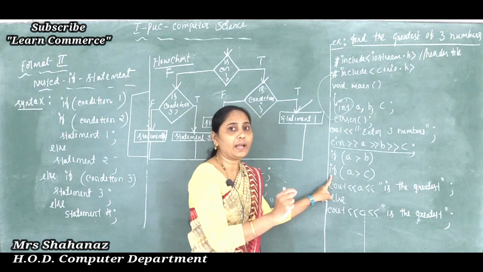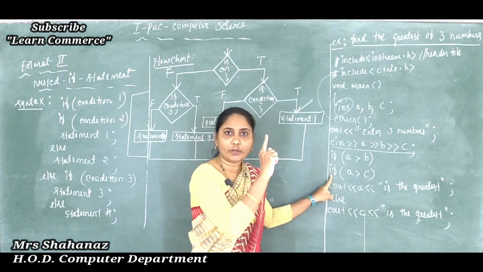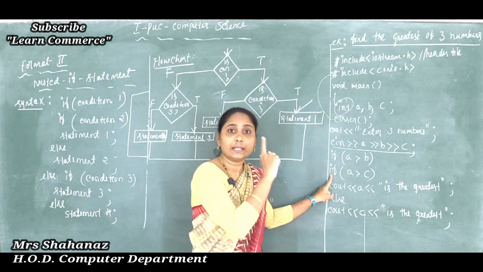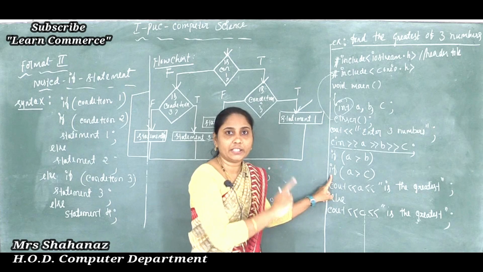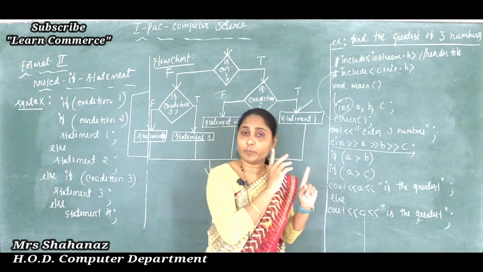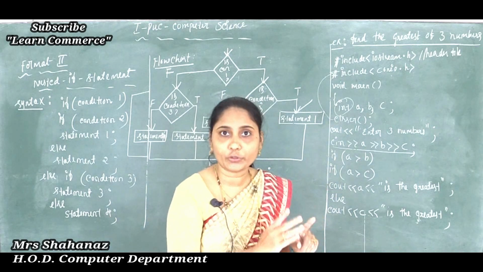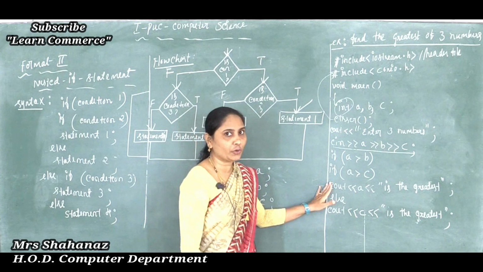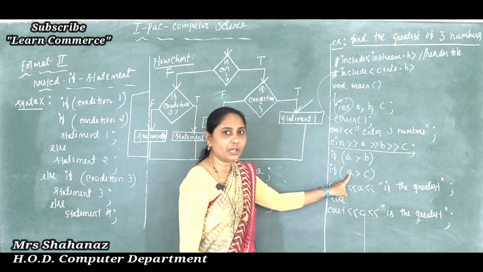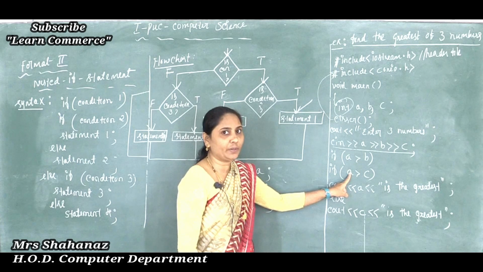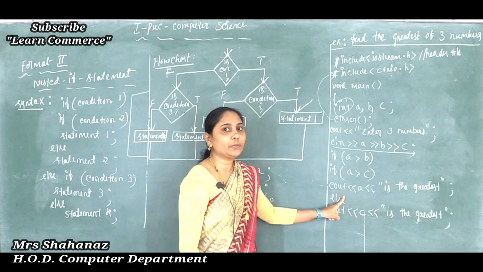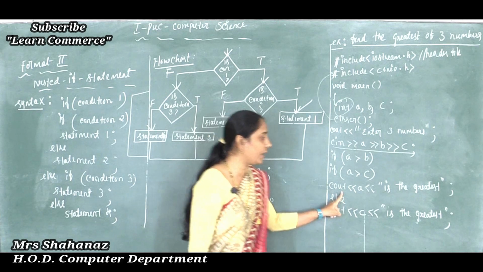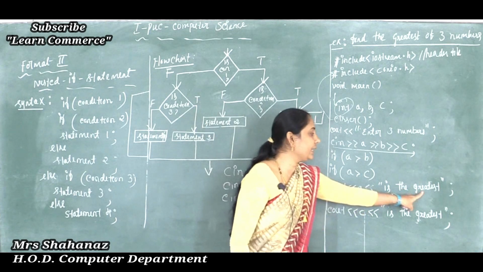If A value is greater than C, what is the A value? 10, correct? 10, and the C value is 30. Are both conditions true? No, we can say that the conditions are not true, correct? If both conditions are true, then which statement is going to execute? Statement 1 is going to execute. Now what did we write in statement 1? That means A is the greatest.